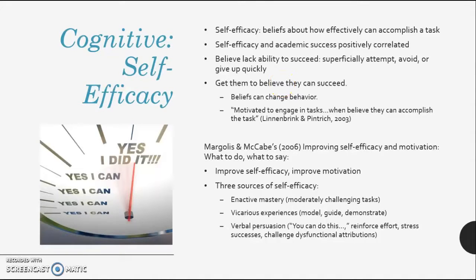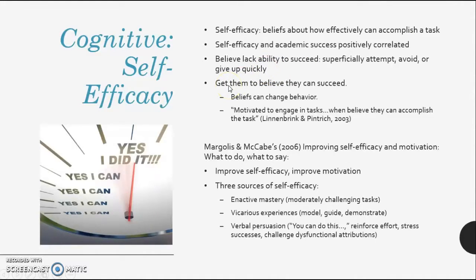Another cognitive view of motivation is the self-efficacy theory. Self-efficacy is the belief about how effectively we can accomplish a task. Self-efficacy and academic success have been found to be positively correlated. When students believe that they lack the ability to succeed, they may superficially attempt an assignment, or they may avoid it altogether, maybe avoid class altogether, or maybe they give up very quickly. They're not committed to it.